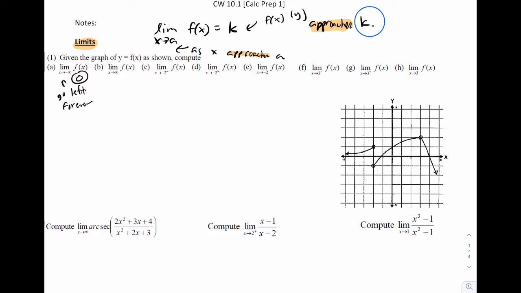So let's try a couple more. X approaches infinity. What's the limit of f of x? So that means go right forever. So notice how we're going down forever. So that's going to be negative infinity.